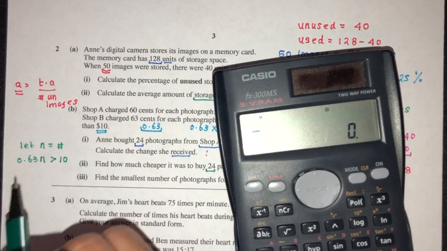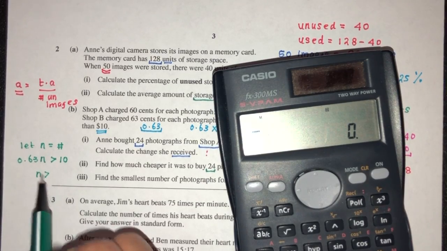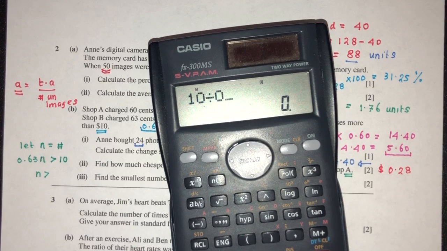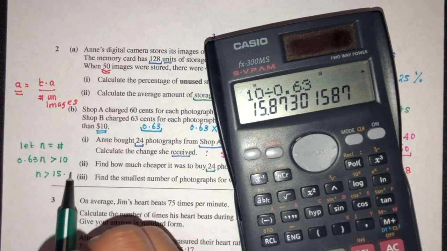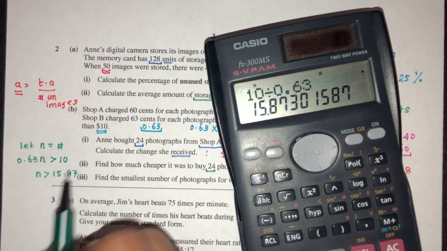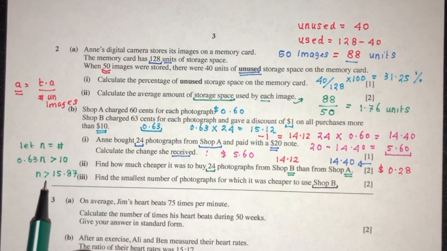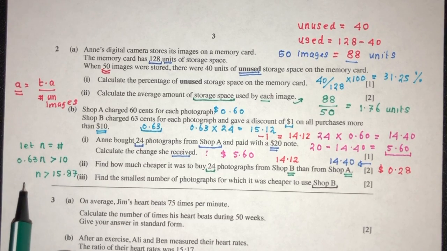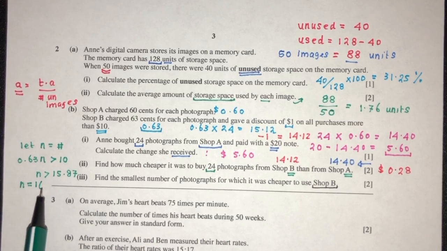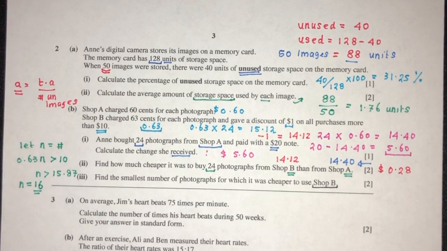So let's do this. Find the value of N. That will be 10 divided by 0.63. That will be 15.87, which means N has to be more than 15.87. What is the next integer after this? So N has to be 16. I hope this makes sense, right?